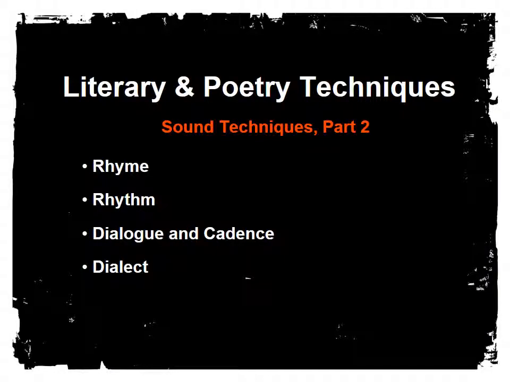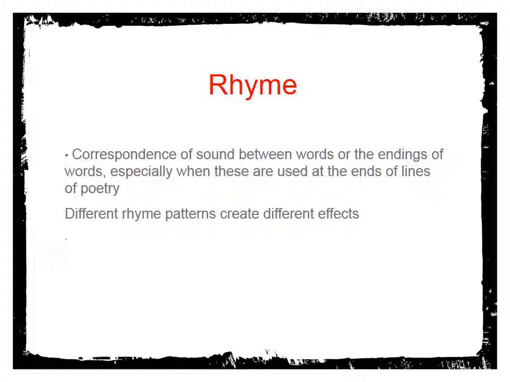This is the final mini lesson for week 2 and it's sound techniques part 2. When we're looking at language, whether it's in a poem or a book, we'll see if we can find examples of rhyme, which is basically where the end sound in words are the same, like day and play and way. The "ay" bit is the part that's repeated or is used again, and that makes the words rhyme. The technical definition is up here: the correspondence of sound between words or the endings of words, especially when used at the ends of lines of poetry.